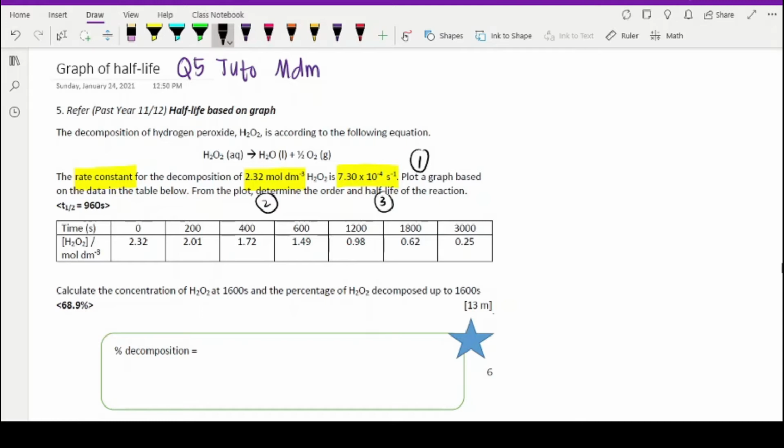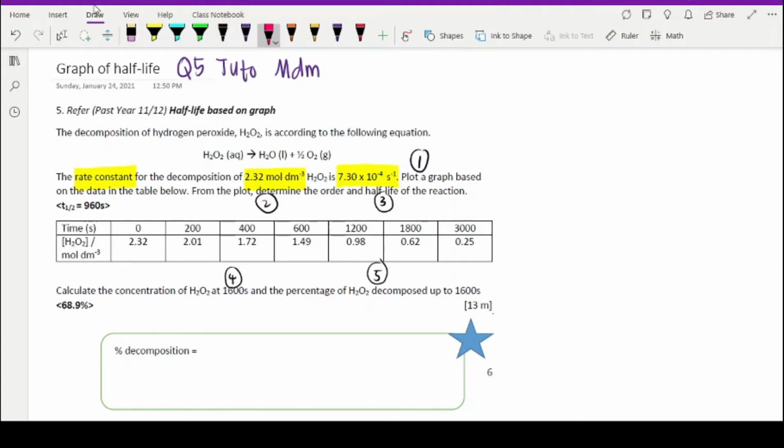Next is to calculate the concentration of hydrogen peroxide at time equal to 1600 seconds. And lastly, we need to calculate the percentage of hydrogen peroxide decomposed up to this time taken. So we've got 5 questions all together that is worth 13 marks. The minimum mark that you can get by drawing a graph is 10. Okay, so you need to be very careful when drawing your graph.